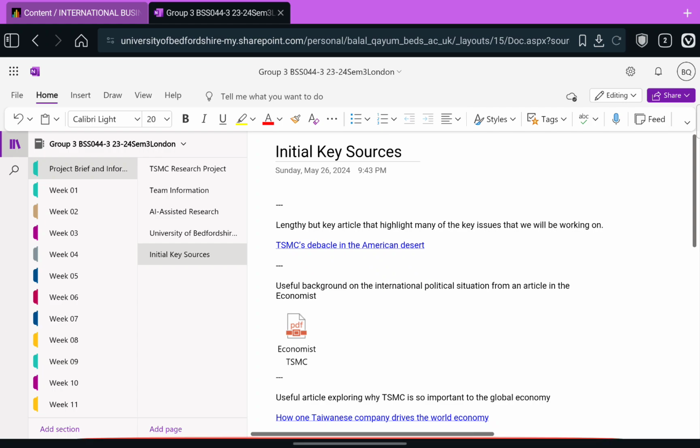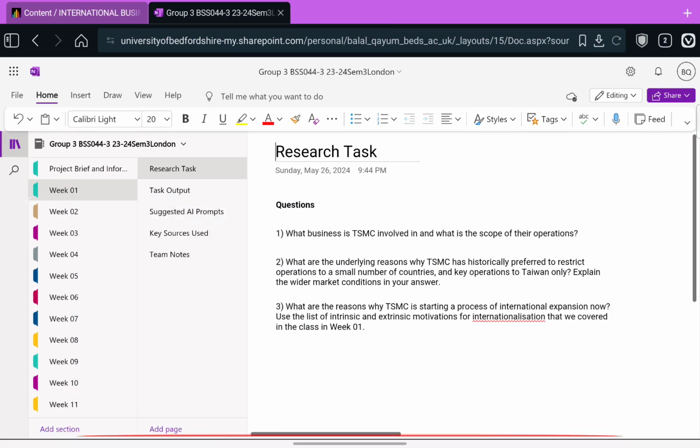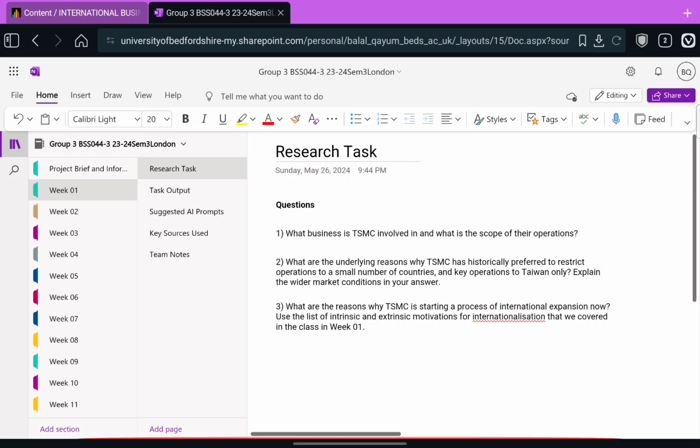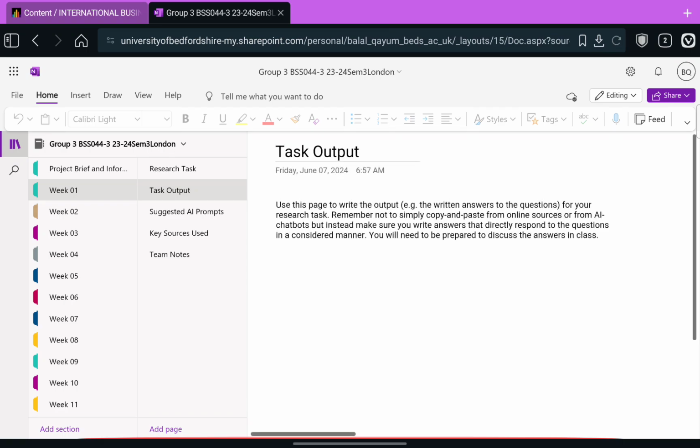If you look at what a typical week looks like, you have your research task that you will be working on, usually in the form of direct questions. The other page just below it, the task output, is there for you to write and record the output of your task.